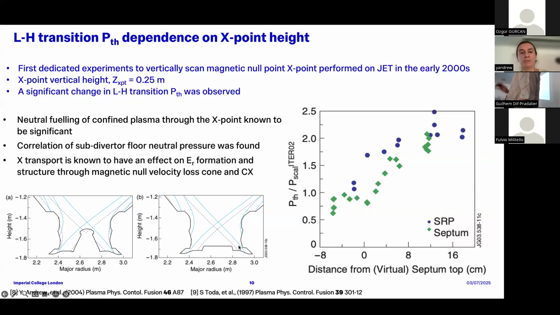So here we have this replacement plate. Essentially what we found is that the vertical distance of the X point relative to the septum, which is why we have these negative values, over this region of about 24 centimeters, significantly affected the power threshold. So you could control the power requirement for accessing the H mode significantly.